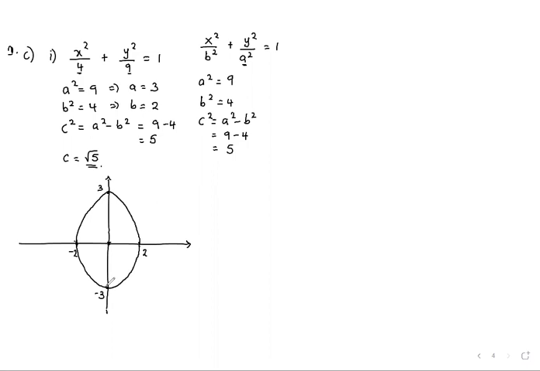Like this. Then the origin is 0, 0. Then the foci. Now we're interested in the foci, C. So C is root 5, and negative root 5.